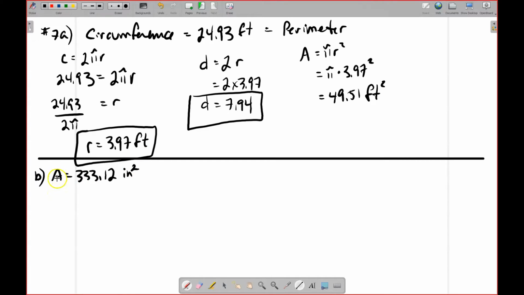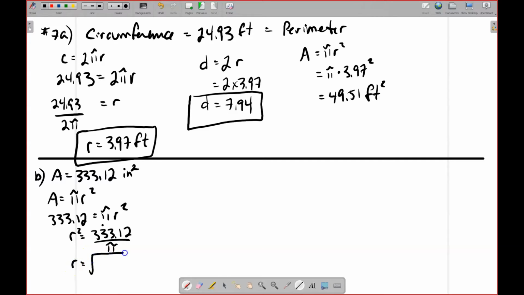So in order to solve that, we'll start off with our area equation. Area is equal to pi r squared. So we can say that 333.12 is equal to pi times the radius squared. We're going to divide both sides by pi so that we can get the r squared alone. So I'll also flip them around at the same time. So r squared is equal to 333.12 divided by pi. Therefore, r is equal to the square root of that, which we can carry on.